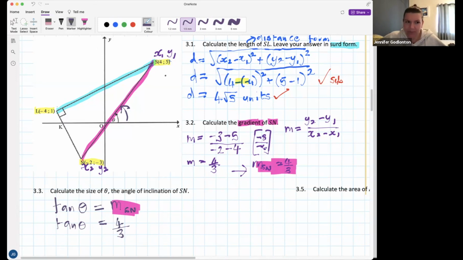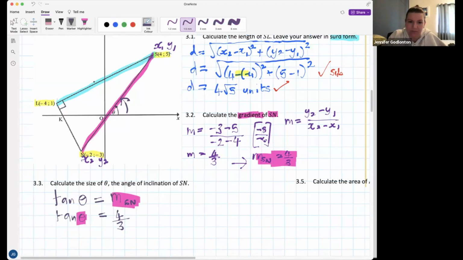What do I do now? If I'm trying to find theta, and I've got tan on one side of the equal sign, and my answer on the other side, what do I do on my calculator to help me out in this moment? We are absolutely isolating theta. How do we isolate theta in this situation? What do we do on our calculator? Shift tan. Yes, guys, glorious.